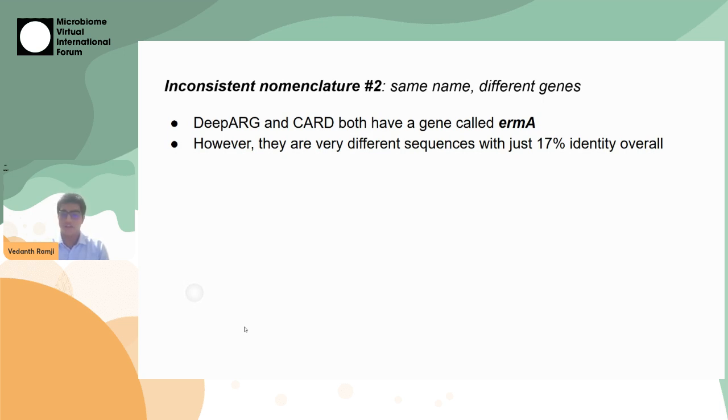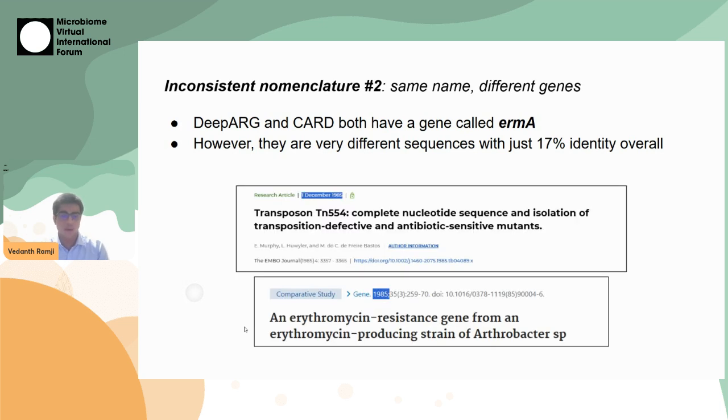In fact, this discrepancy can be traced all the way back to 1985, when 2 independent research groups reported 2 different genes conferring resistance to erythromycin. However, both of these groups ended up calling their respective genes ERMA. And so this naming conflict has made its way into our current ARG databases.